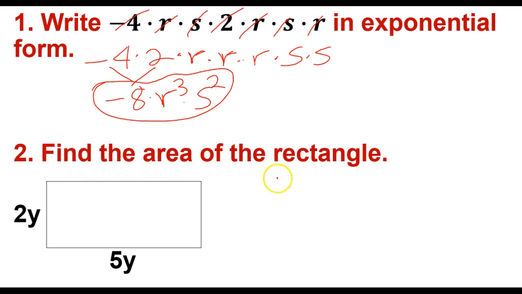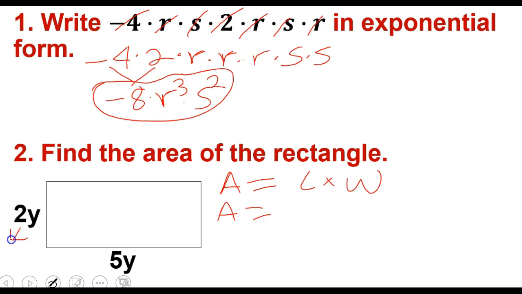Here, find the area of the rectangle. Why not pause the video and try to do this yourself first, and then check the answer. So what's the area of a rectangle? The area of a rectangle is length times width. This is the width and this is the length. So the length is 5y. We replace the length with 5y, and then we replace the width with 2y.